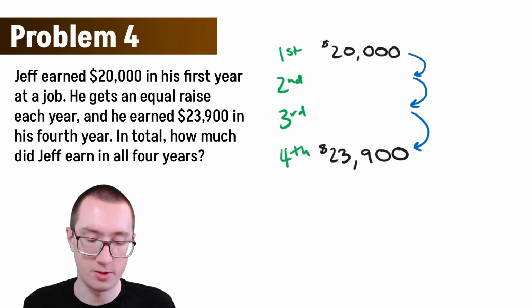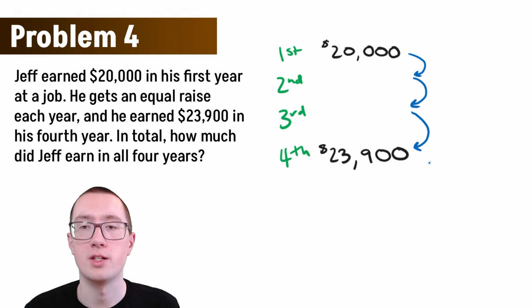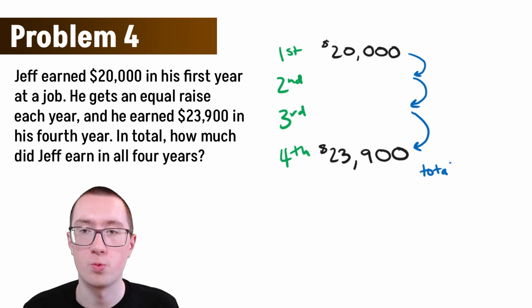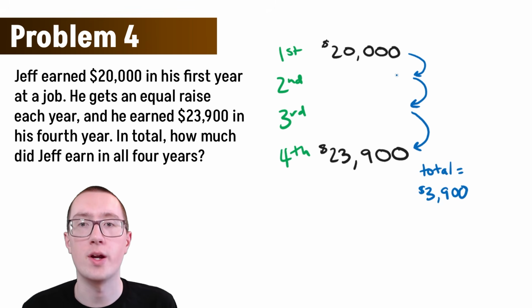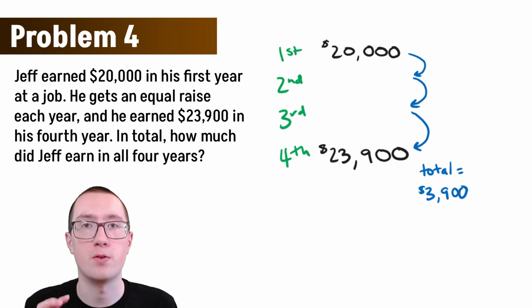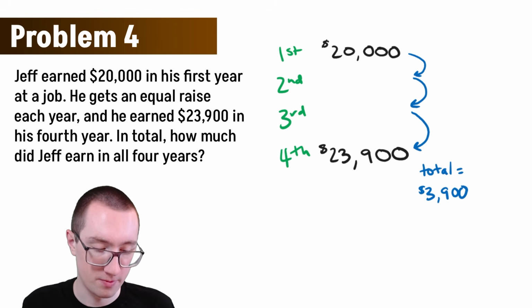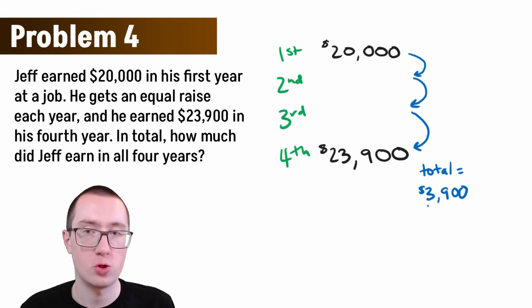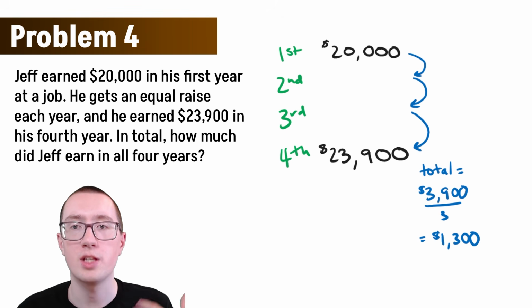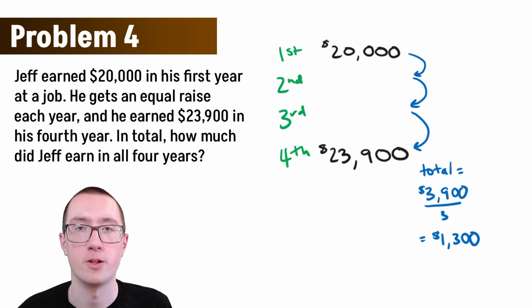So I don't know if you really need your calculator for this, but just because why not? 23,900 minus 20,000 is 3,900. So in total, the total raises was 3,900. But that raise came about over 3 different years, 3 different raises. So how do we figure out the amount for each raise? Well, we can just divide that by 3. And if we do that, we should get $1,300. So it looks like every year he got a $1,300 raise.